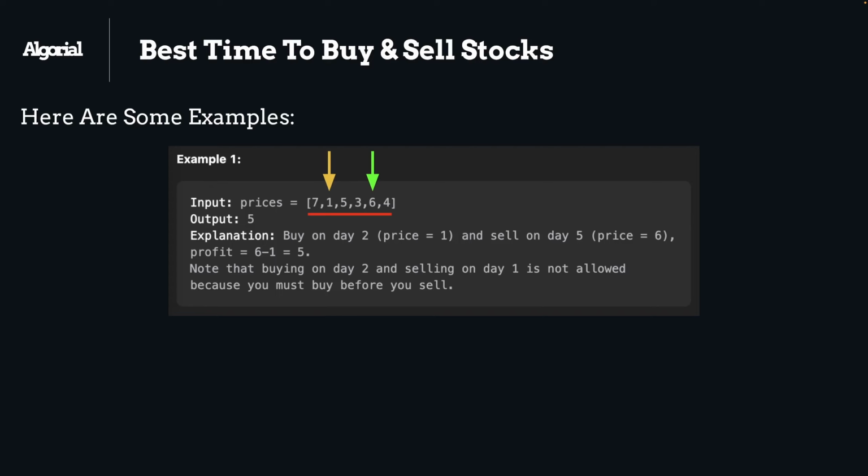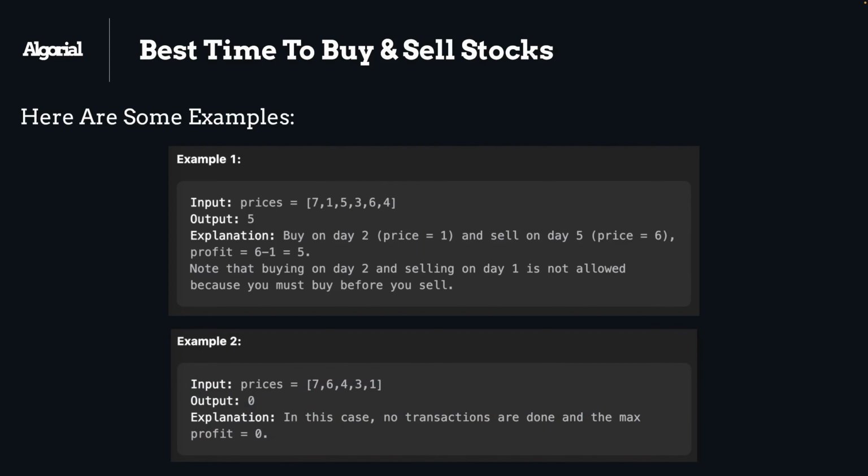Also note that buying on day 2 and selling on day 1 is not allowed because you must buy before you sell. In the second example, it seems that with this dataset we cannot make any profit at all, because as we are moving forward in our array, the price is decreasing, and that literally means that if we sell, we are going to lose money, and we better not.